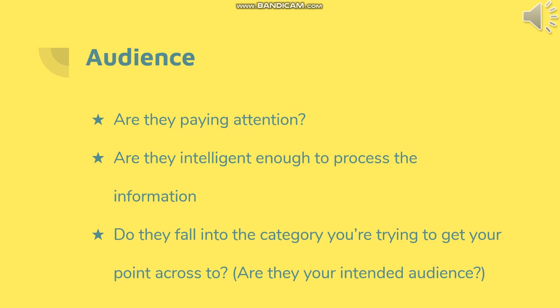The last factor we have is audience. This has a lot to do with how people perceive a message for a lot of reasons, such as, are they paying attention? Are they intelligent enough to process the information that was given to them? Are they the intended audience? Meaning, do they fall into the category you're trying to get your point across to?